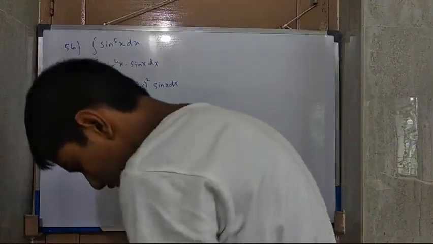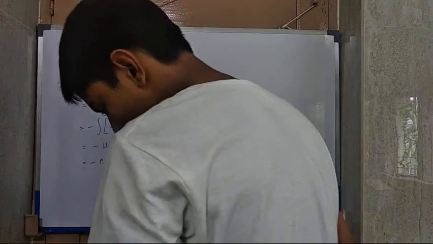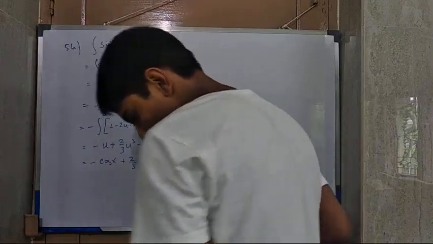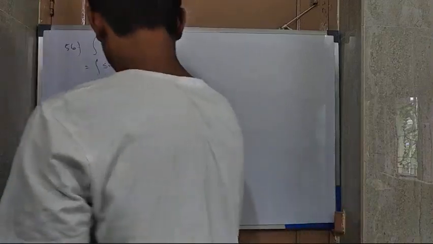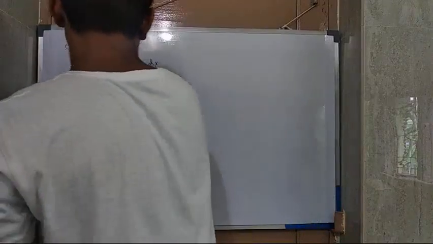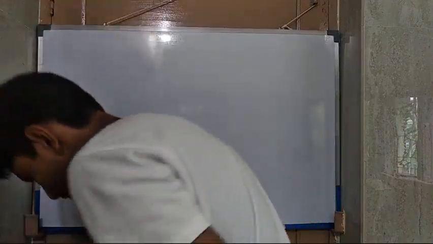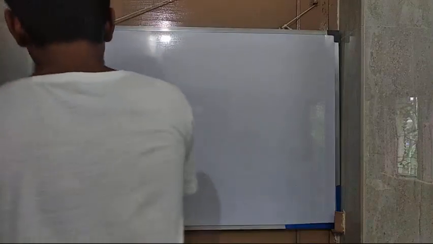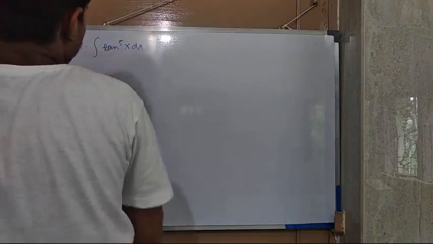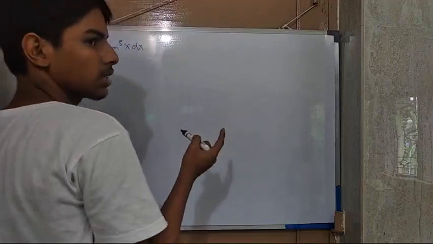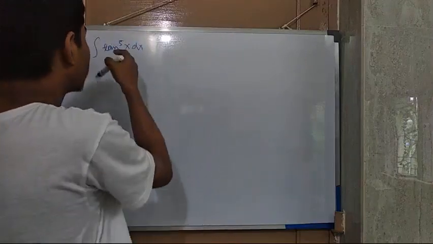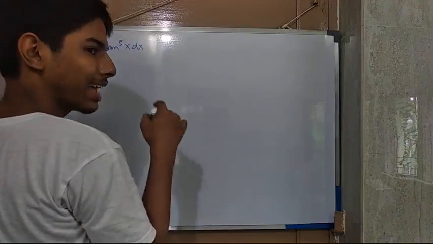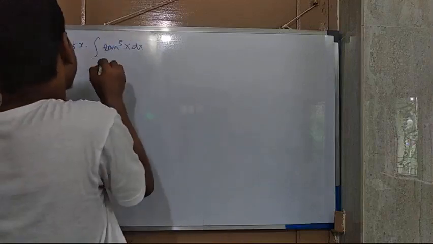Let's proceed to the 57th question, which is integral of tan to the power 5 dx. So in sine's case I have taken out one sine, but in tan's case I will take out a tan square from the tan to the power 5.